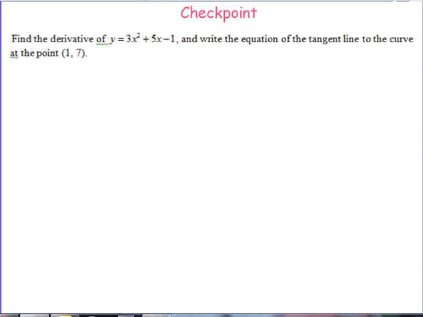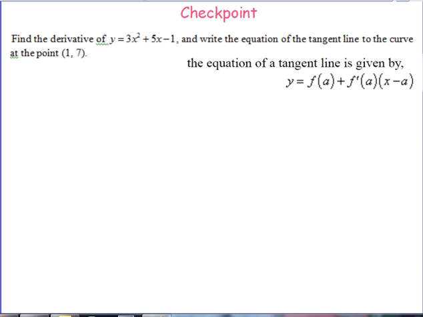It says find the derivative of y equals 3x squared plus 5x minus 1, and write the equation of the tangent line to the curve at the point (1, 7). Okay? Write the equation of the tangent line to the curve at (1, 7). I added a hint for you.